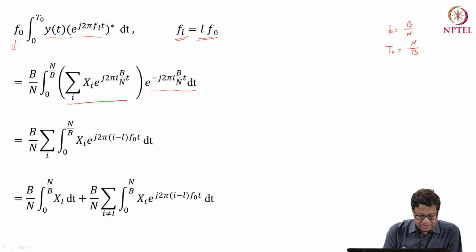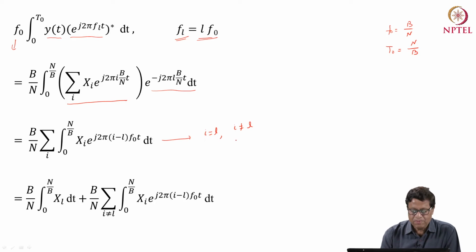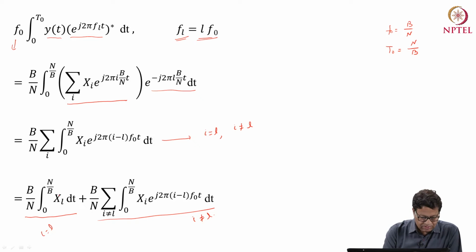So now this has various components, and there will be a component which is i equal to l, and the other component in the summation will be i not equal to l. So let us separate these two components. i equal to l will give me this, and i not equal to l will give me this. Now if I calculate this integral, this is nothing but XL, because this will be n by b, and b by n will cancel, and I'll get XL.